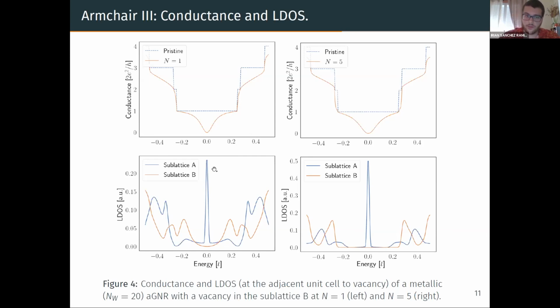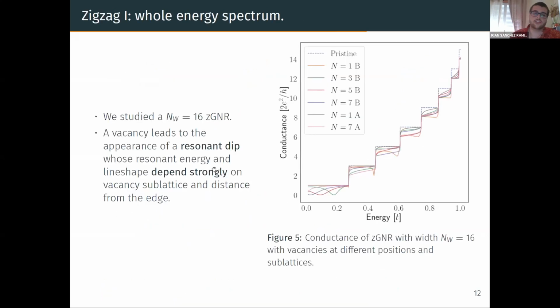So I will be moving now to zigzag nanoribbons. In this case, we're studying a nanoribbon of 16 dimers width, and we can tell that the resonant dip that appears at low energy is really dependent on the vacancy sublattice and the distance from the edge. So we are directly focusing on the low energy regime.